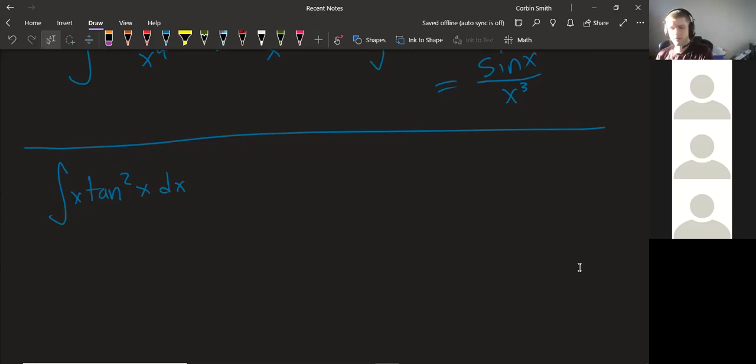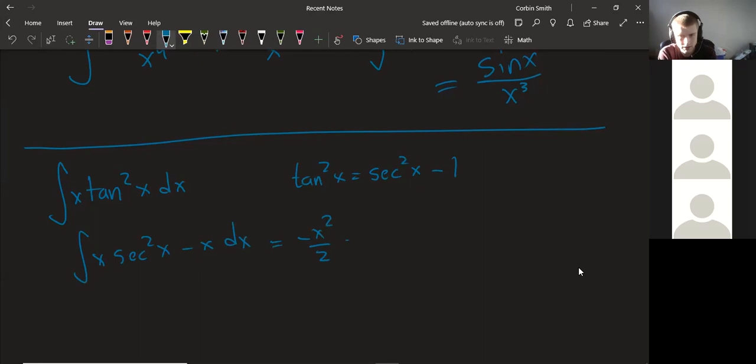So one of the things that you might be noticing at this point is that you're having trouble doing integration by parts with this thing, with the tan squared. But if we rewrite tan squared of x as secant squared of x minus 1, then we get the integral of x secant squared x minus x dx. So this is going to be minus x squared over 2 plus the integral of x secant squared of x dx. And this thing might be easier to work with.